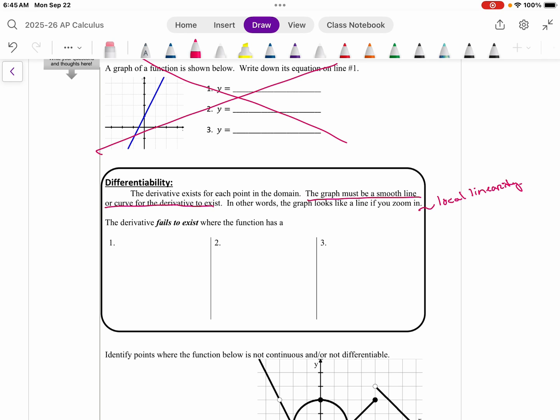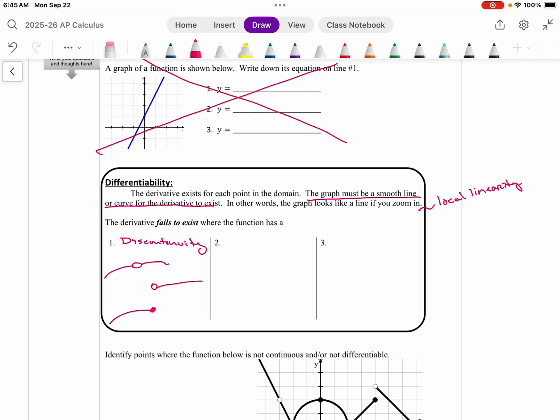The first one is the derivative fails to exist where the function has a discontinuity. We learned before about our different types of discontinuity. So we have our hole. We have our jump discontinuity, so maybe it's here, and then we have an open circle there. Those are two examples of one reason why my function may not be differentiable: at a certain point, I have some type of discontinuity taking place.